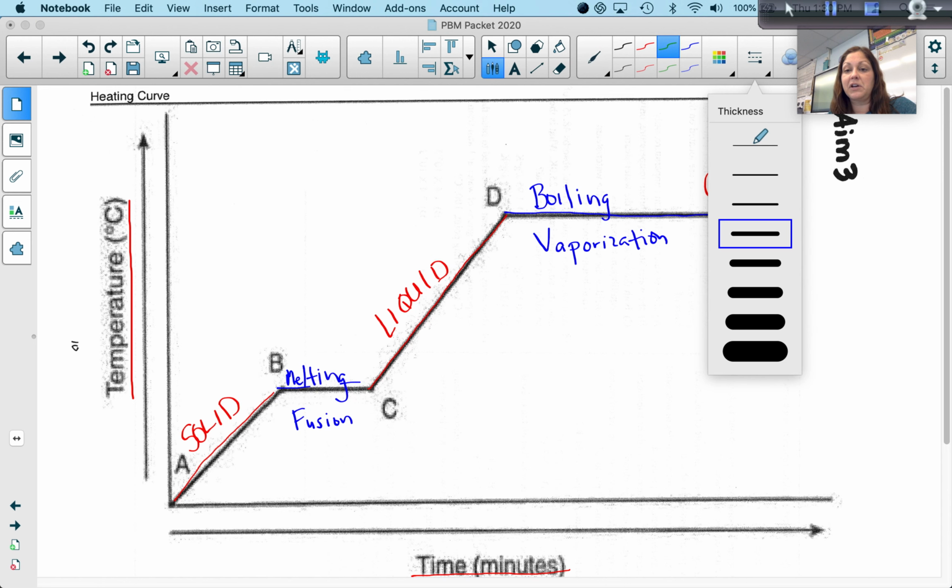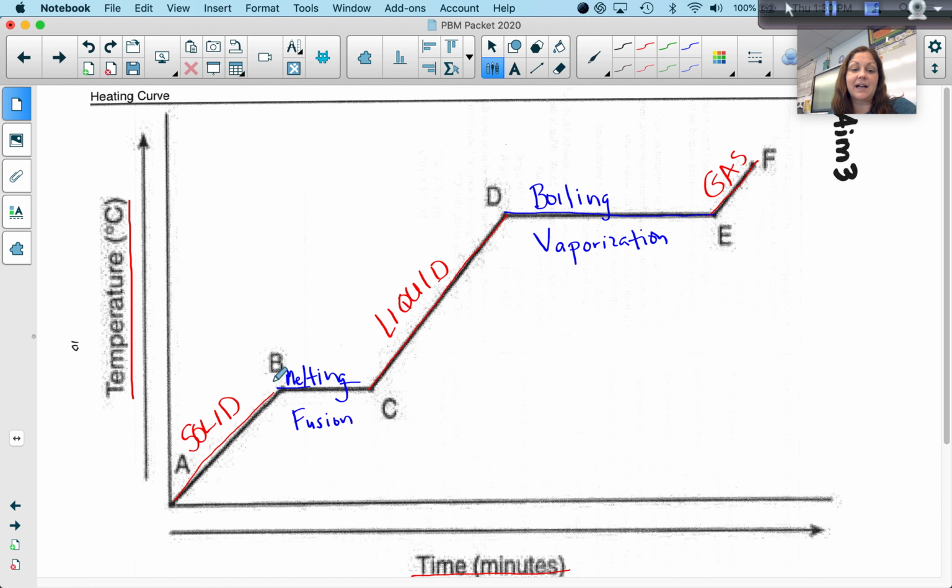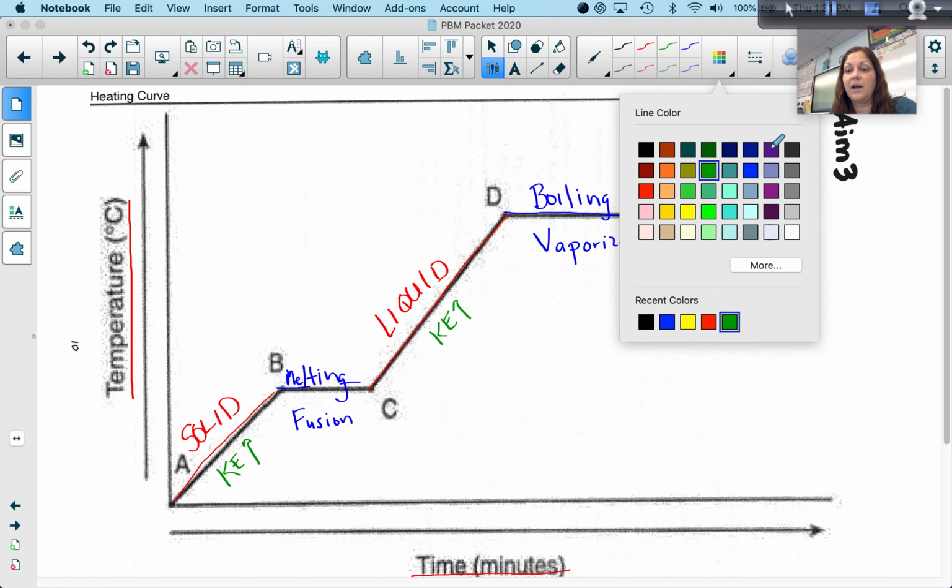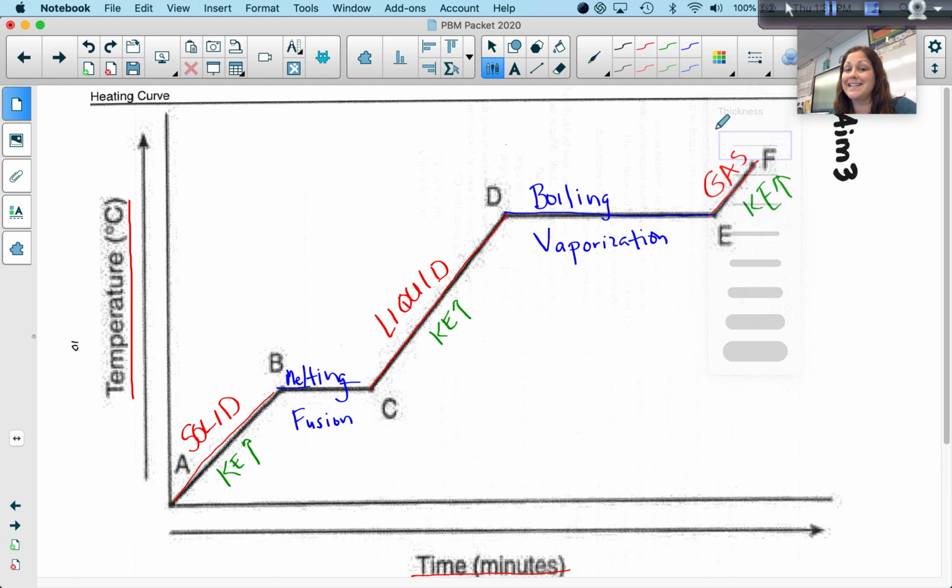Now, something that we can notice is that from a solid to a liquid, as it's just a solid, the temperature is changing, and we know that temperature measures average kinetic energy. So when the temperature is changing and it's in a single phase, the kinetic energy must also be increasing, and we can say that for any of the segments where the temperature is increasing, the kinetic energy is increasing. However, if the temperature is not increasing, the kinetic energy isn't increasing.